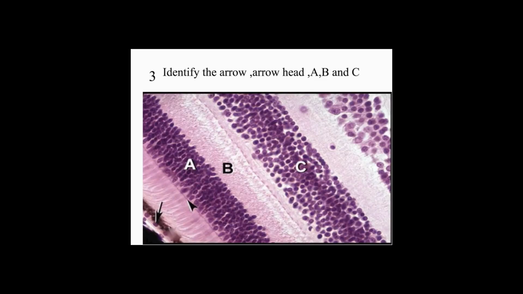Identify the arrow here. The arrow, of course, you see has brown pigment, so it is the pigmented epithelium. The arrowhead, of course, is a membrane, and as it is related to the pigment epithelium, and here we have a choroid, so it is the outer limiting membrane. Then A is the outer nuclear, B is the outer plexiform layer, or reticular layer, and C is the inner nuclear layer, and the label here is the inner reticular layer, and then we have the ganglion cell layer.